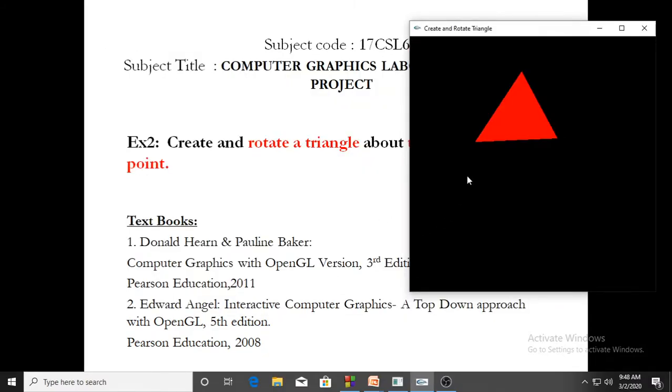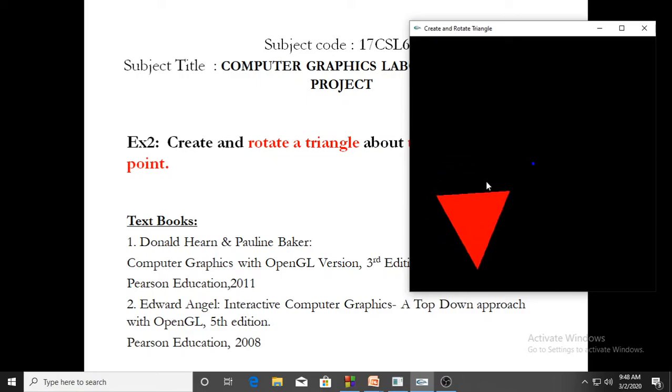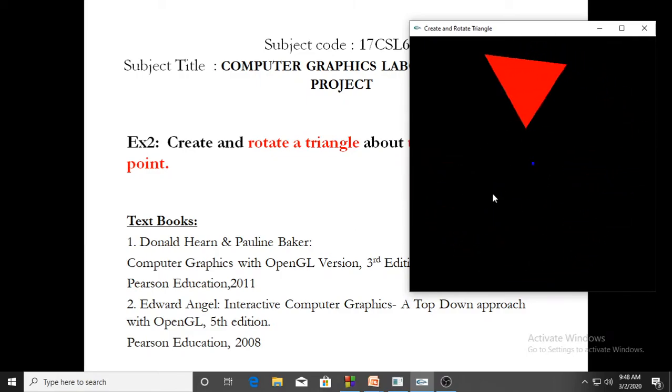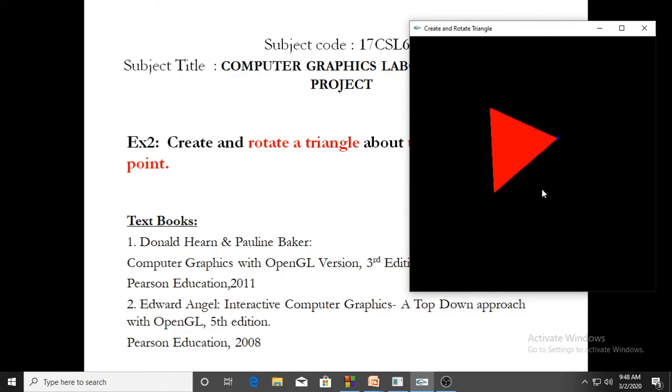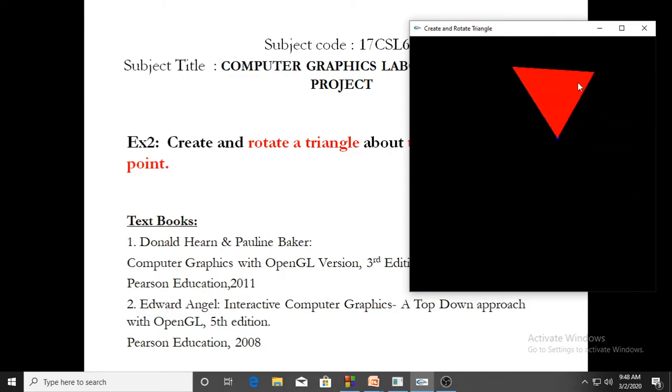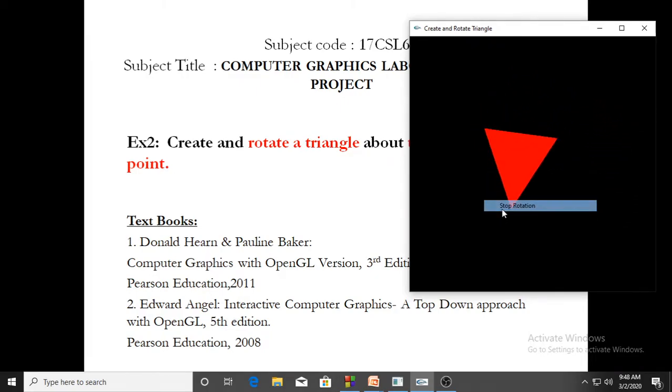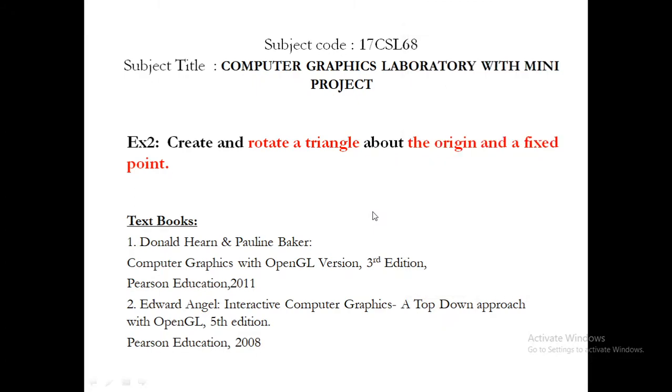So, this is the actual output. In this program, this triangle has to be rotated around the origin. Now it is rotating around the origin, and the second option is rotating about this fixed point, and stop rotation. Now we'll see the program.